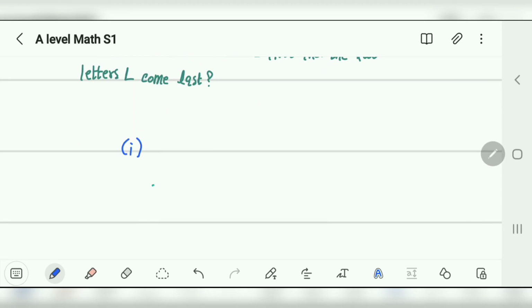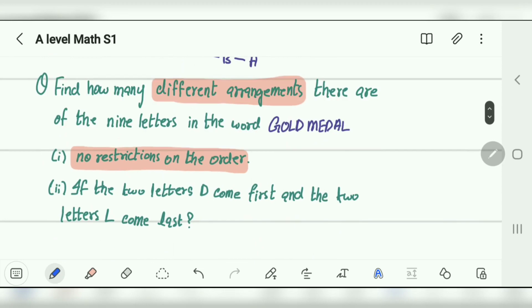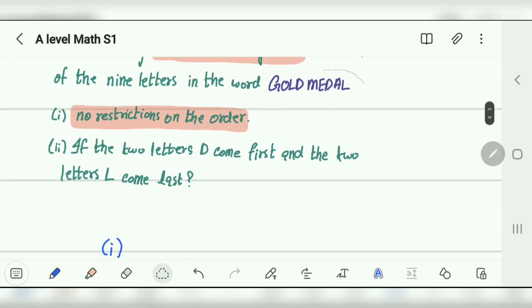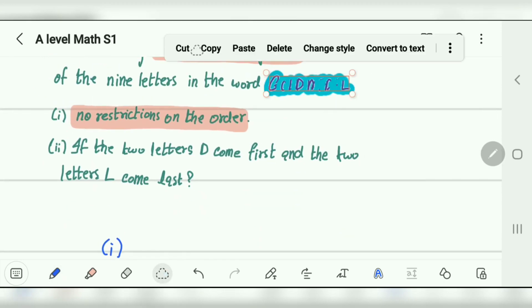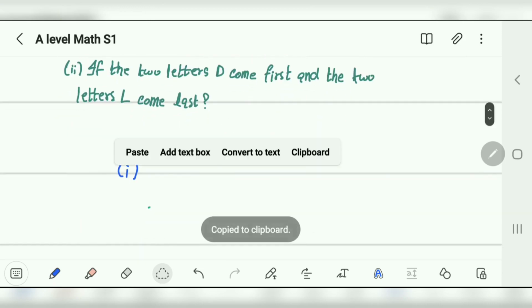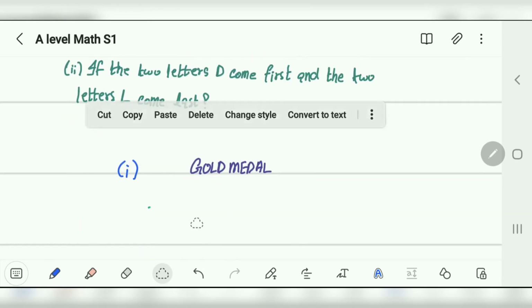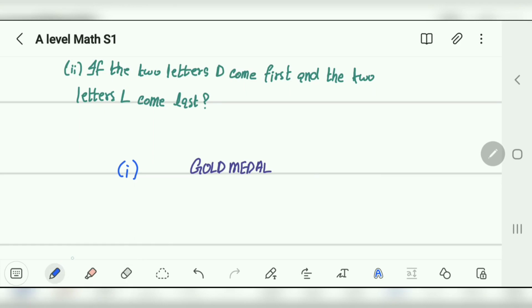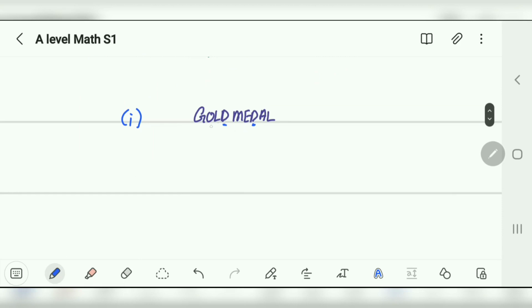So this is part 1, and this is the word gold medal. You can see here there are 9 letters, and D is repeated 2 times. Okay, and L is also repeated 2 times. Here what I'm going to do, first of all, I'm making a selection, even though there's nothing to be selected from, but I'm just giving you an idea of how things work.